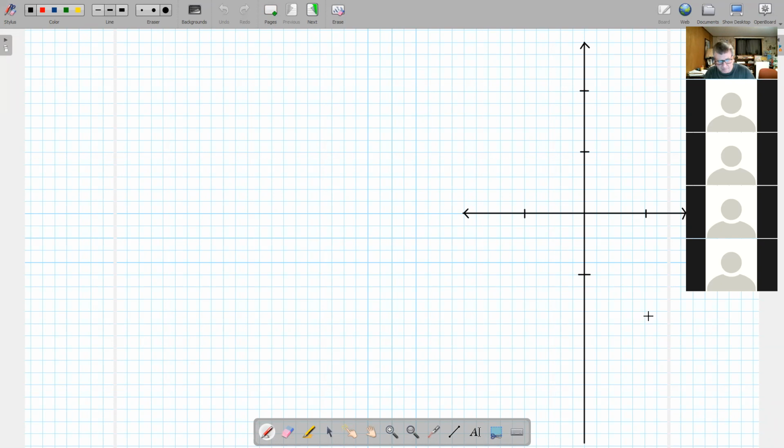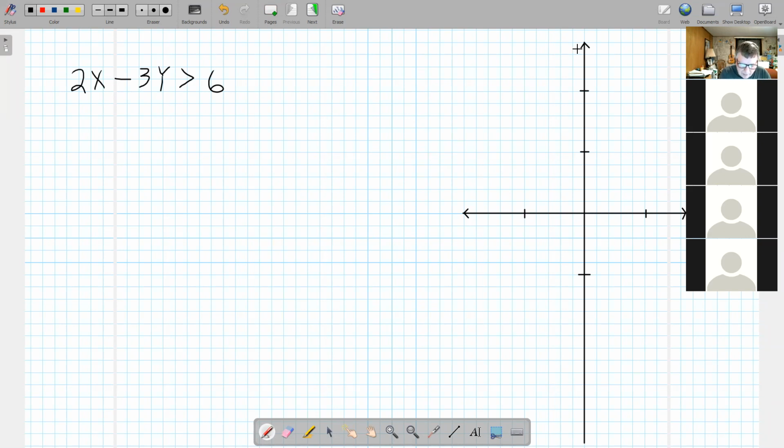All right, great. Now, what we're going to do is graph a linear inequality. So let's say we've got 2x minus 3y is greater than 6. Any questions about that? Hopefully not, since I'm just getting started here.